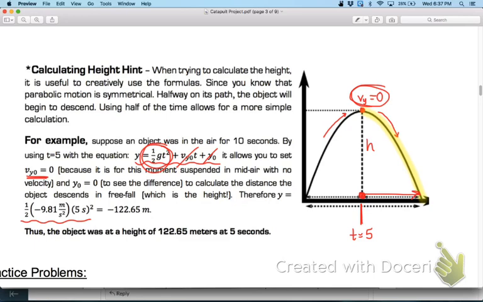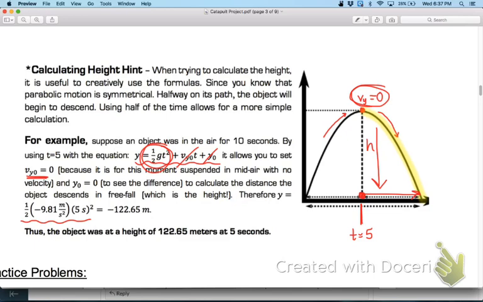Now, a negative distance doesn't really make sense. However, in this case, we are looking at this as directional. So when we say that the distance is negative, that's telling us that it's moving down a distance of 122.65 meters. And so a negative answer here does allow us for a little bit more interpretation than what we normally get with our equations.